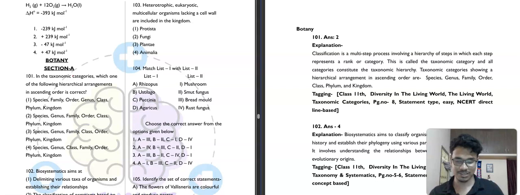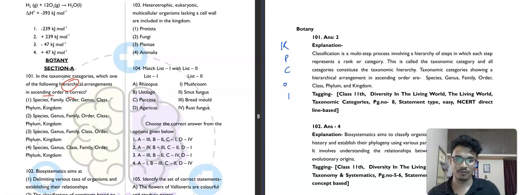So the first question is saying that in taxonomic categories, which one of the following hierarchical arrangements in ascending order is correct? Okay. So I have a trick for you. I have already given a trick in the previous video solutions. So the trick is here: KPCOFGS. If you remember this, then you can solve this kind of question and you will have no problem.